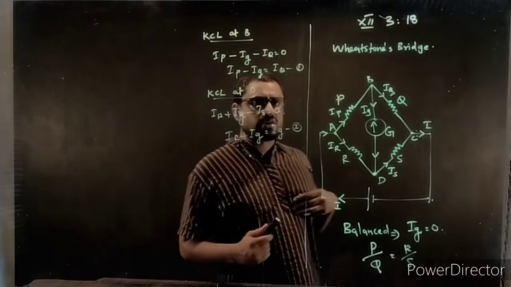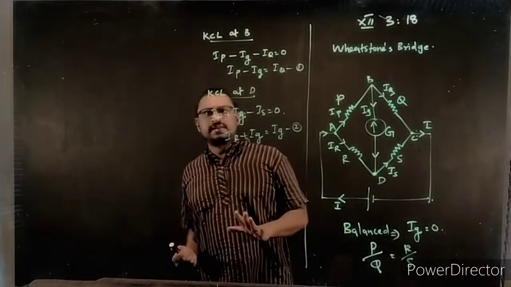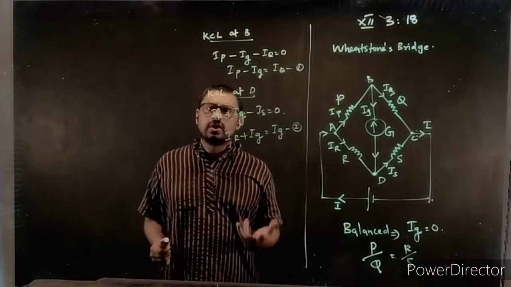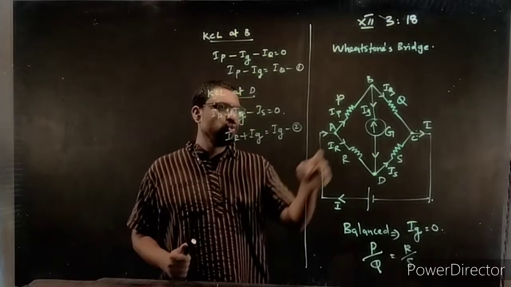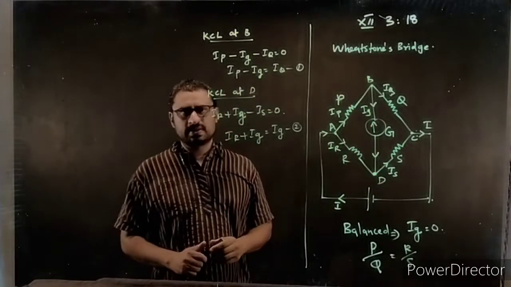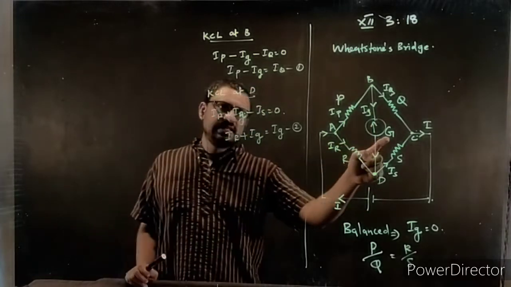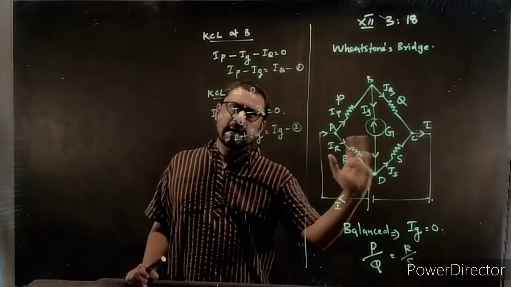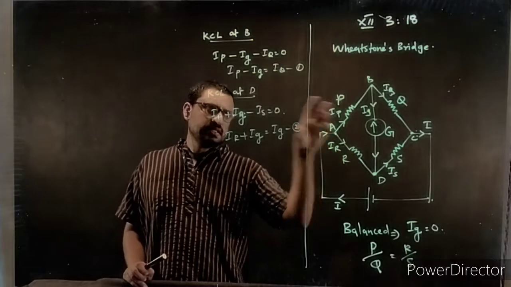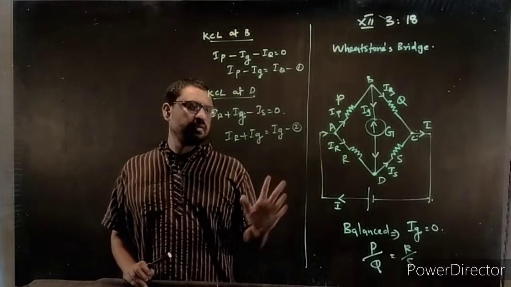Now let's apply Kirchhoff's voltage law for the 2 loops. What are those 2 loops? ABDA and BCDB. Those are the 2 loops. But what is that G? G actually is the resistance offered by the galvanometer. You should remember that, right? G does not simply represent a galvanometer. G represents the resistance of the galvanometer.